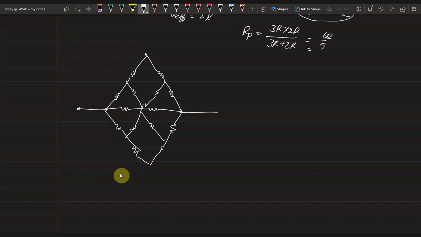What is the effective resistance between A and B? This time you should solve. Every resistance is R only. Take time, no issues, and solve it. You have to be clear about this concept by this problem.